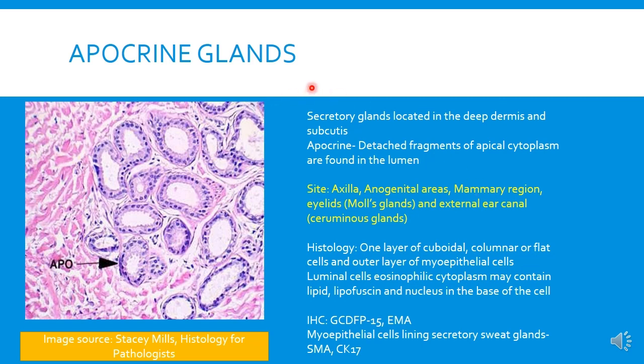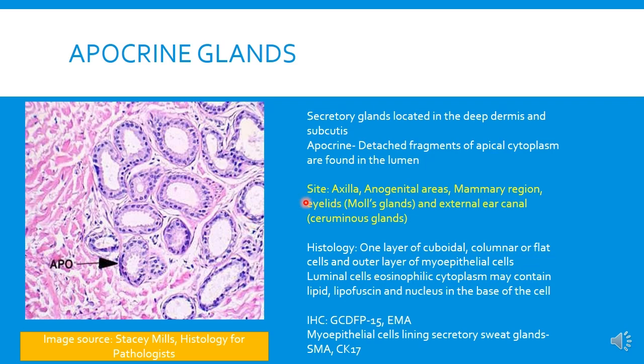Apocrine glands. Apocrine glands are secretory glands located in the deep dermis and subcutis. They are slightly larger than the eccrine glands, and they're seen in association with hair follicles and sebaceous glands. Apocrine, the name means that part of the cytoplasm is detached and is found in the lumen along with the secretion. If you notice here, in the lumen there is a protrusion.